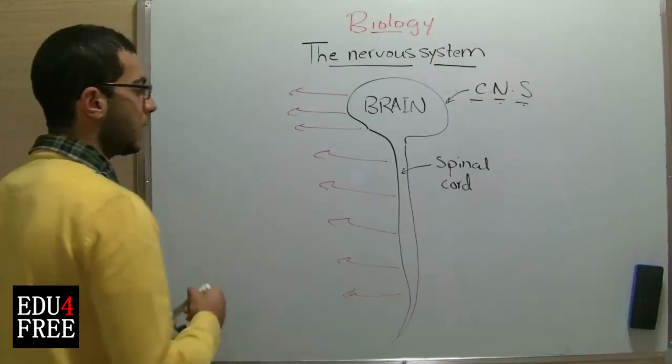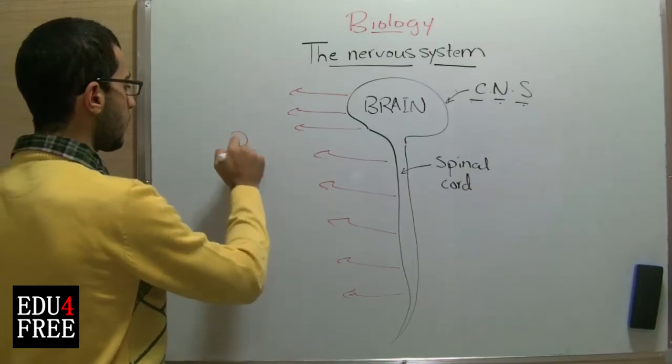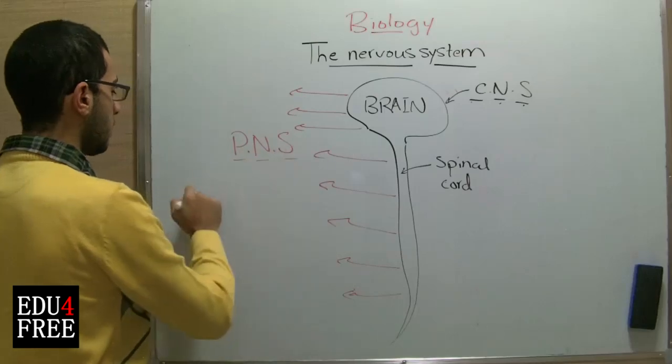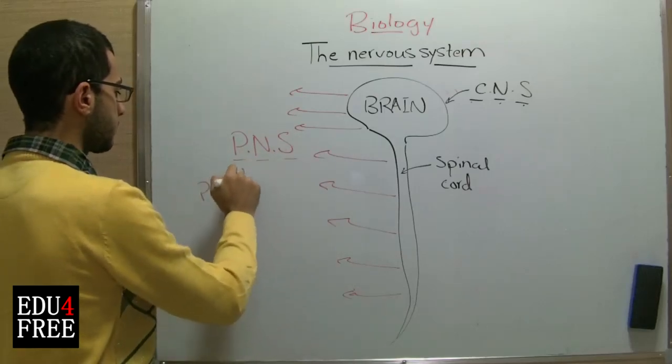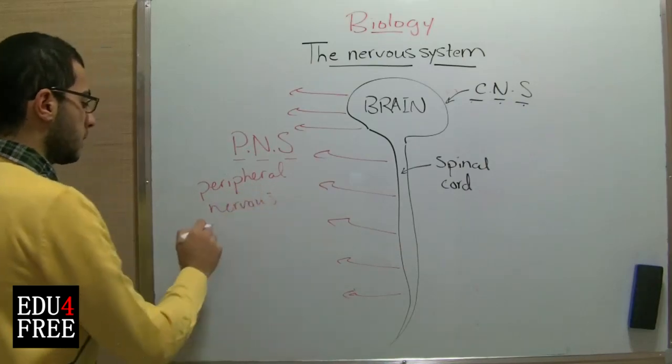So that's why these nerves are called the peripheral nervous system.